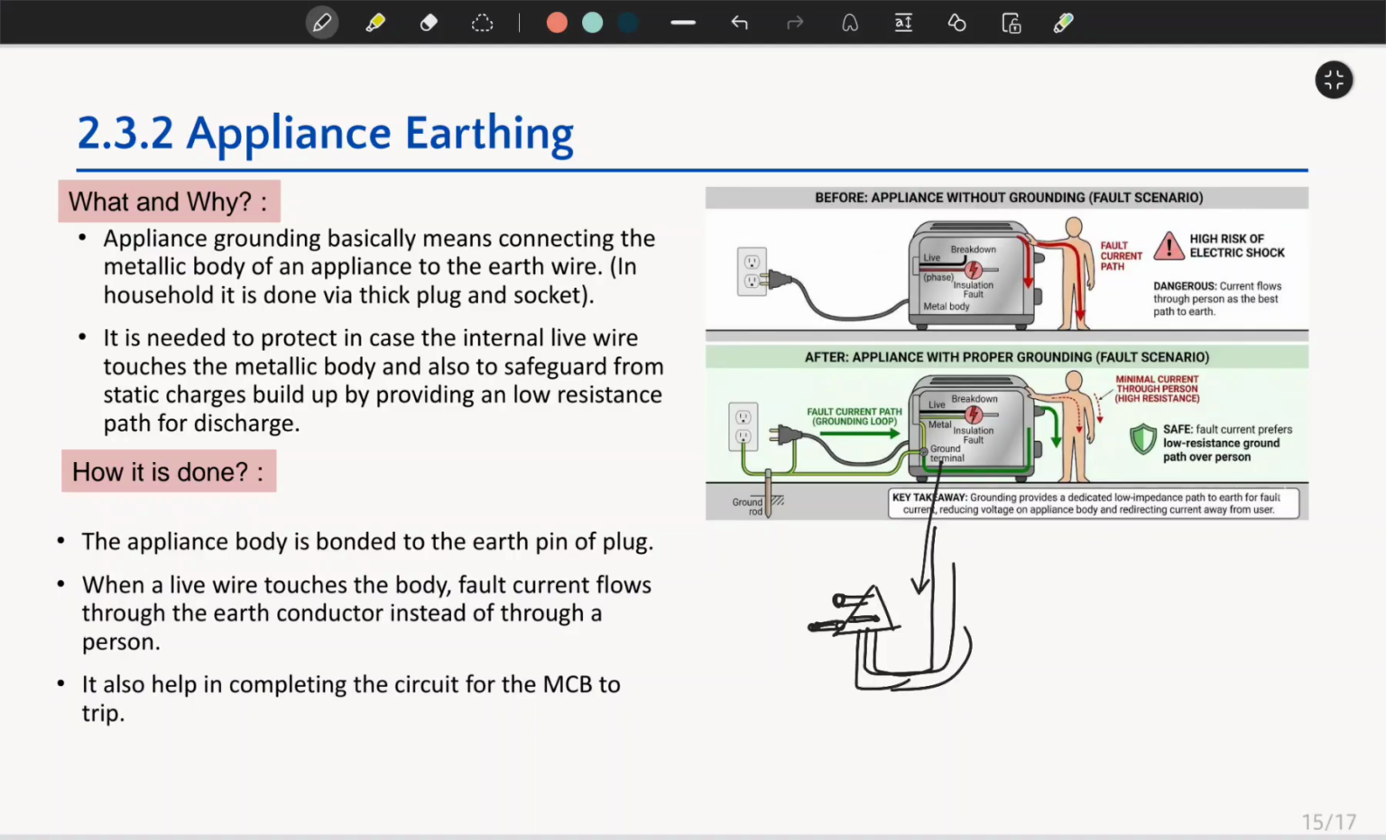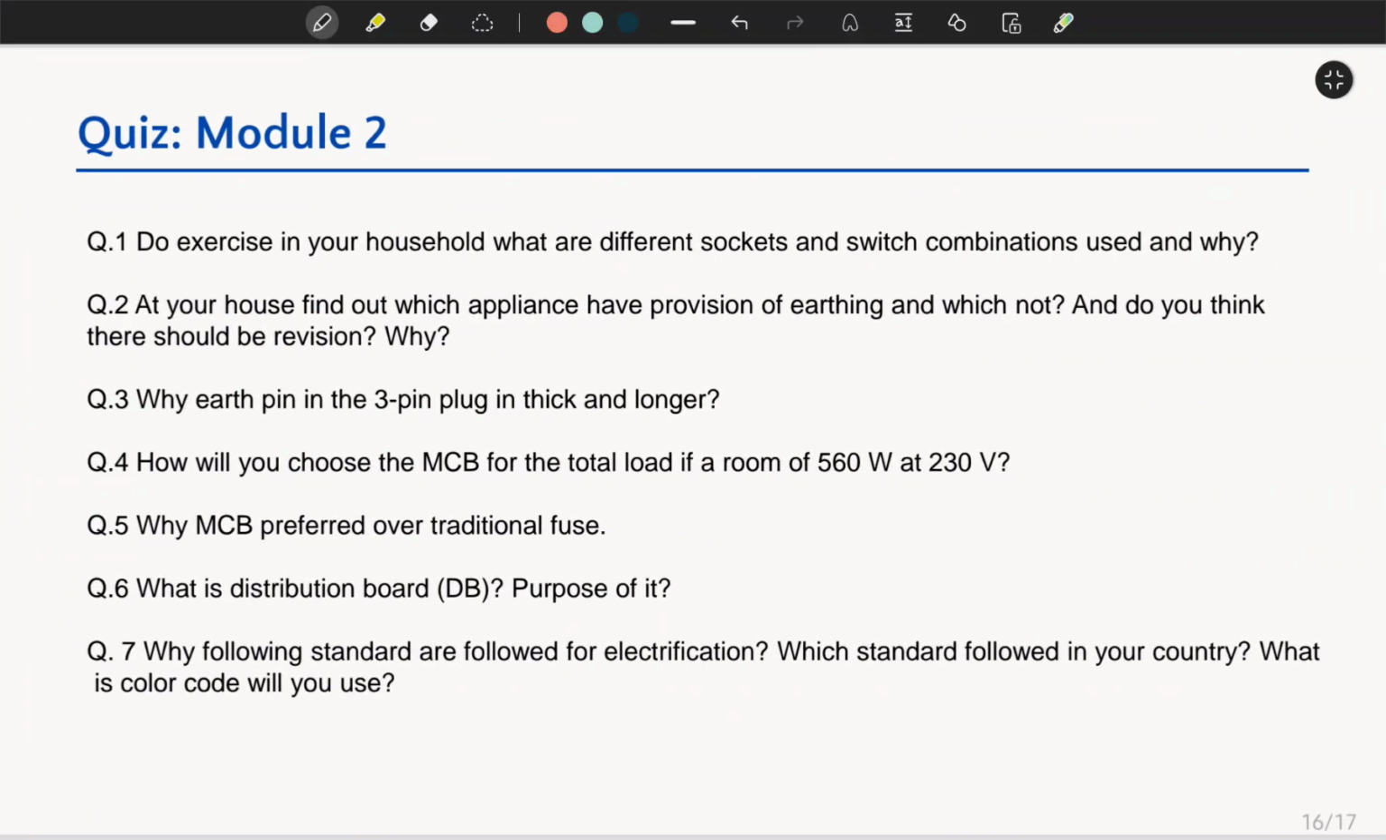So the first stage is grounding. Grounding means creating that 0 volt potential by the grounding process via plate or rod earthing. After that, we do appliance earthing by connecting the wire to the pin and to the socket itself, to safeguard any human. This is how grounding and appliance earthing basically work. These two are very important from a safety point of view. So with this we end our module number 2.